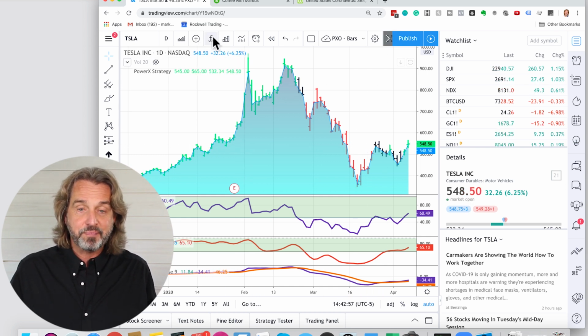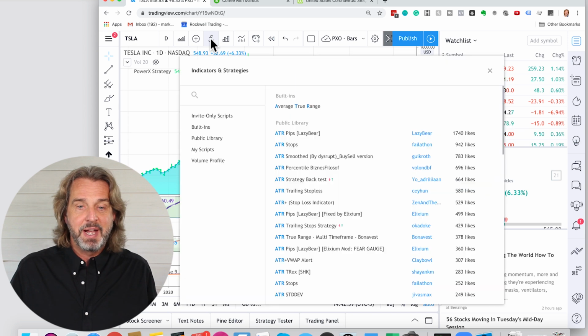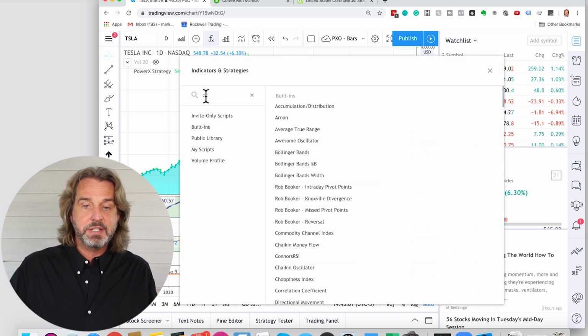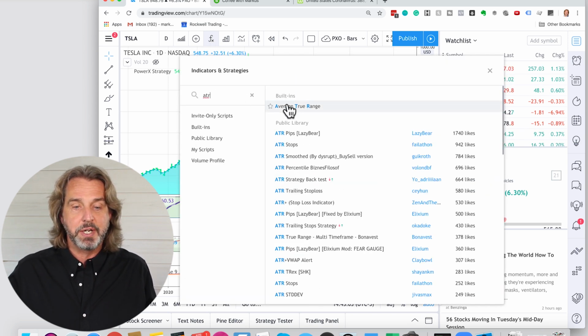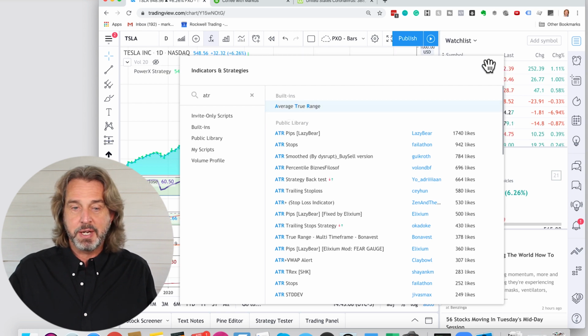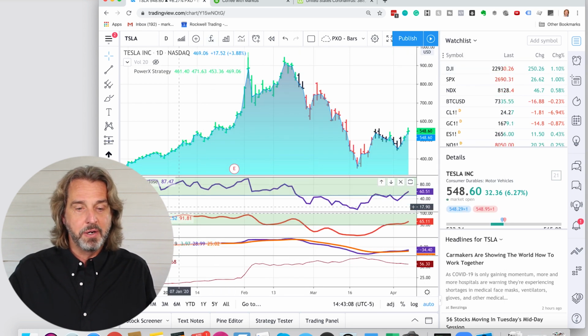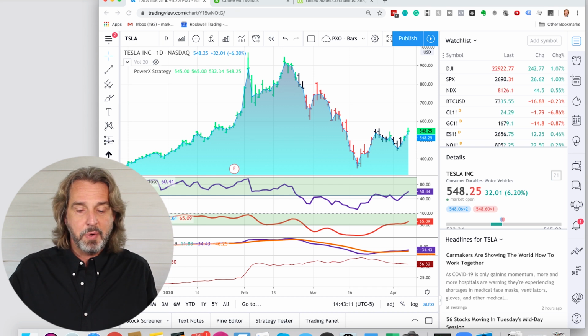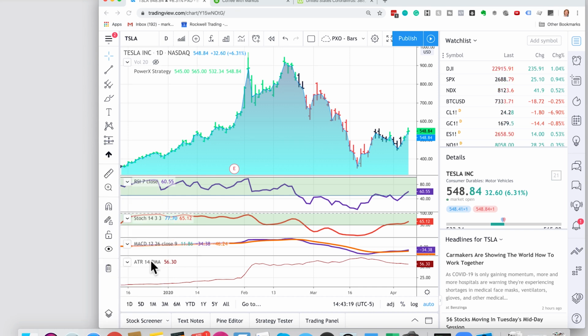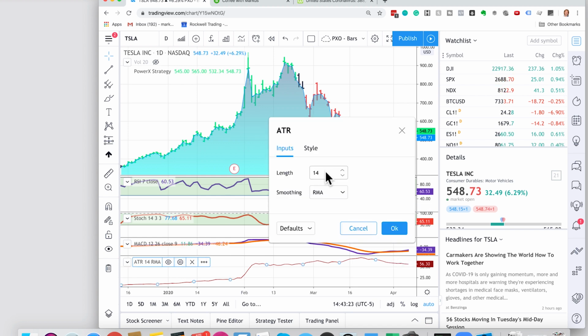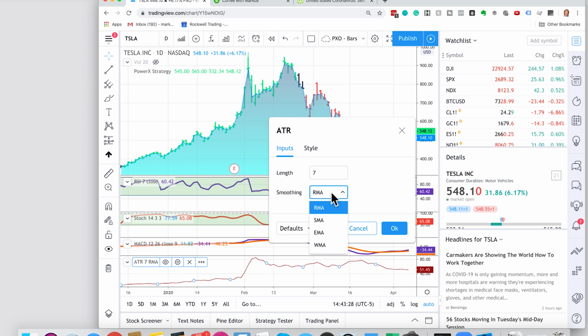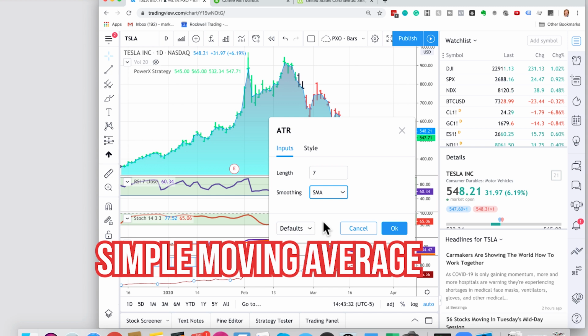Here's what you do. You click on the F and you bring up the ATR, the average true range. Now, when you do, you see it'll show it right here on the screen. And I want to make sure that I customize it. I'm clicking here on the ATR on the little gear icon, and I'm changing the length to 7. And for the smoothing, I don't use an RMA, I'm using an SMA. This is a simple moving average.